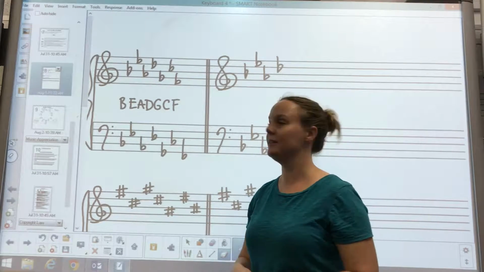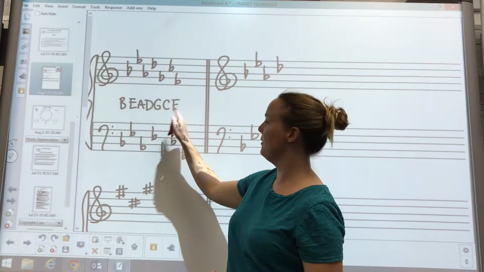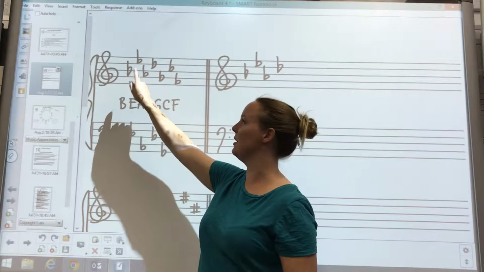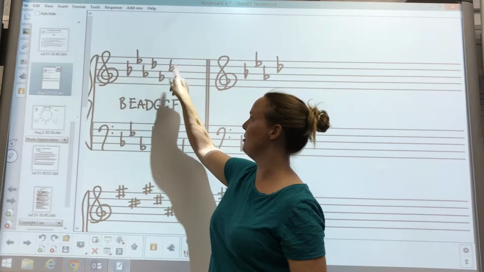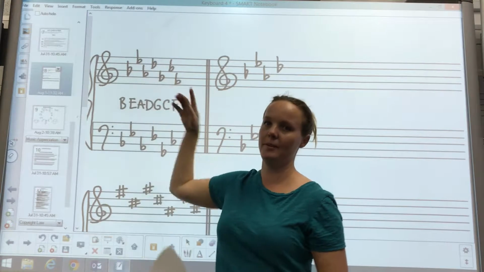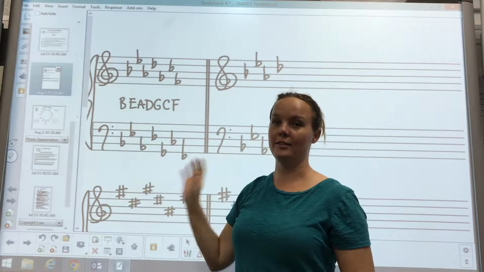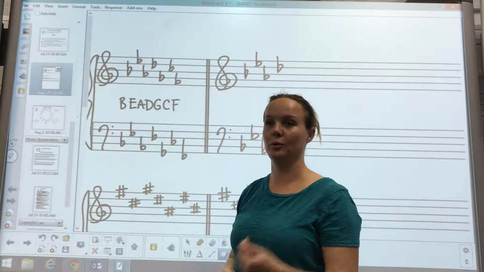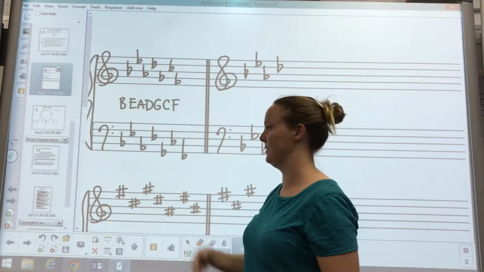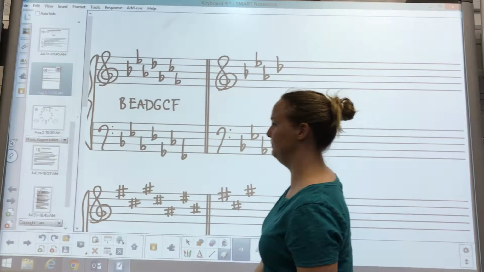The order of flats is as follows: B, E, A, D, G, C, F. In the treble staff, those flat signs are exactly where I have them up here. So B, third line, E, fourth space, A, second space, etc. They can't change. You cannot decide to change the order of flats by moving flats wherever you want them to go. Part of the way this works is that it stays the same. So order of flats, treble clef, and bass clef.